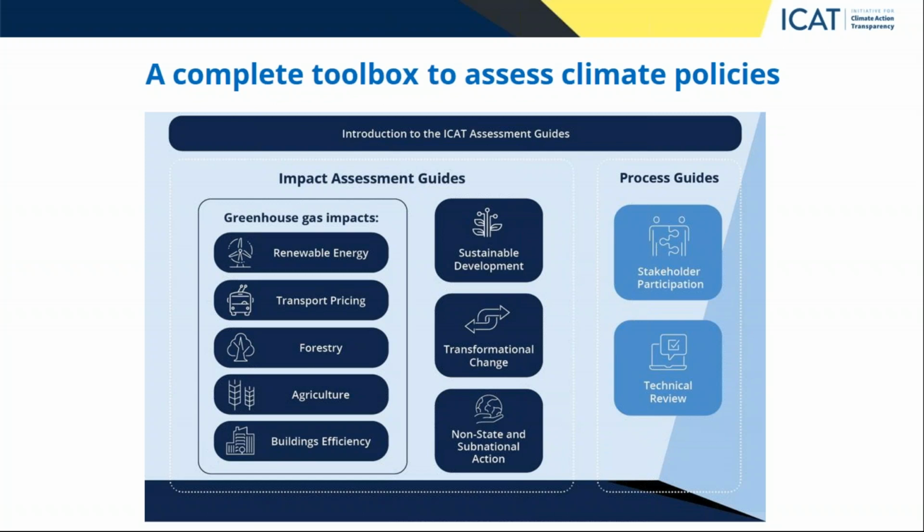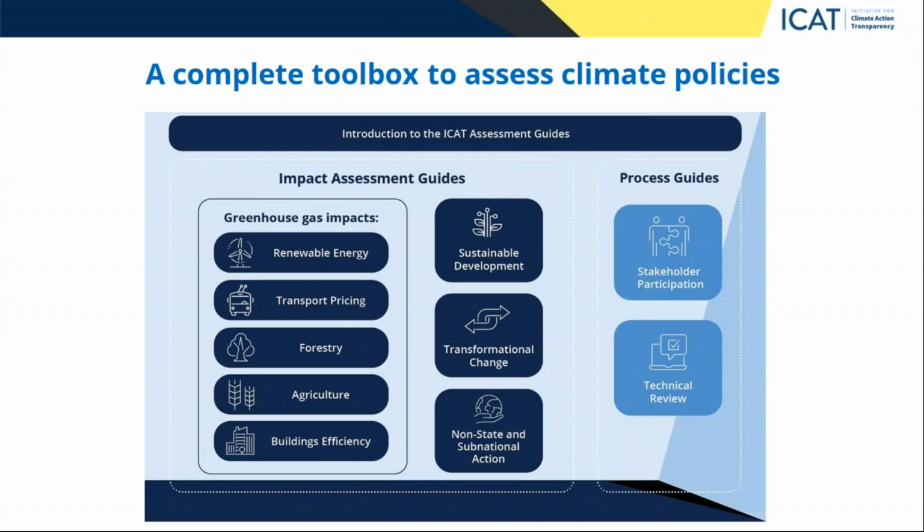And finally, on the right-hand side in light blue, you see the 2 process guides. Those are, again, complementary and are to be used together with the other assessment guides. They ensure that stakeholders are adequately engaged in the process, and ensure robustness of the assessment by using a technical review that reflects state of the art. Very important when you engage with financial institutions, for instance.